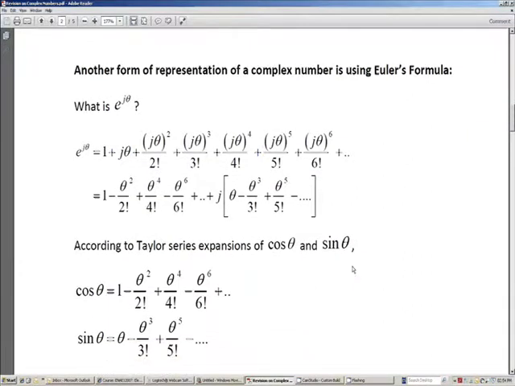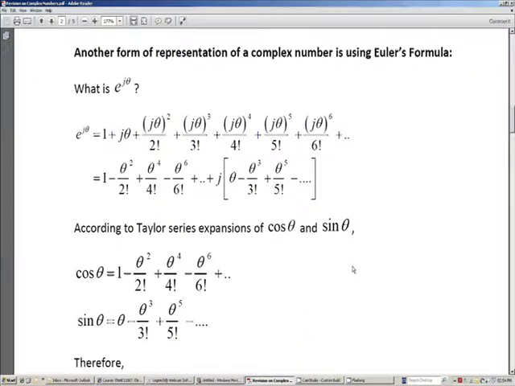Another form of representation of a complex number is using Euler's formula. Now, what is the exponential, e to the power j theta, where j theta is an imaginary number? If we use the series expansion of e to the power x to expand this, this is what you get: 1 plus j theta plus j theta squared divided by factorial 2 plus j theta cubed divided by factorial 3, and so on.